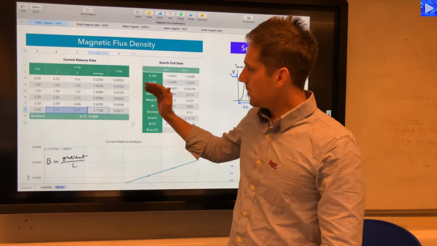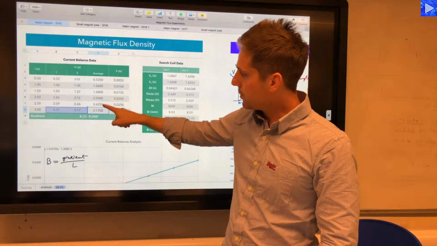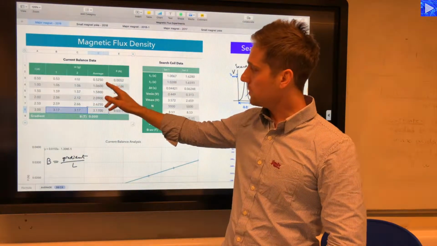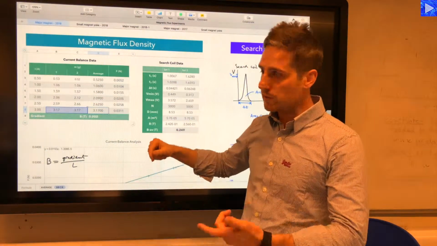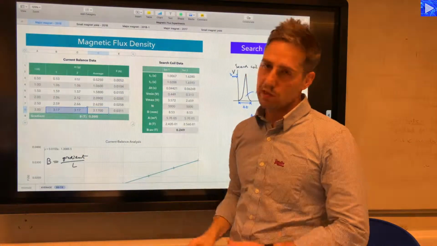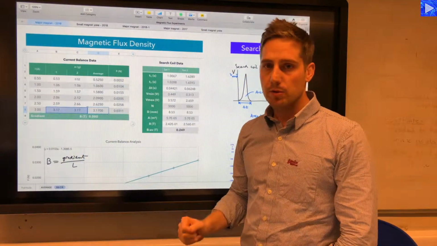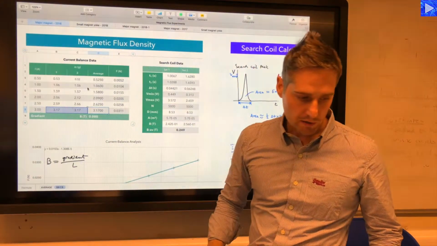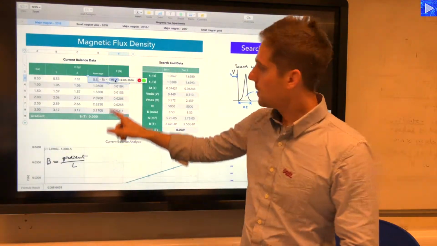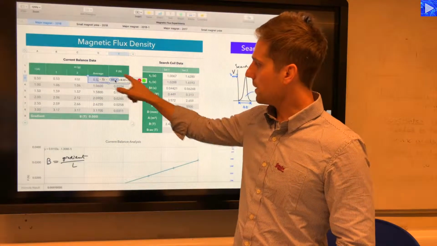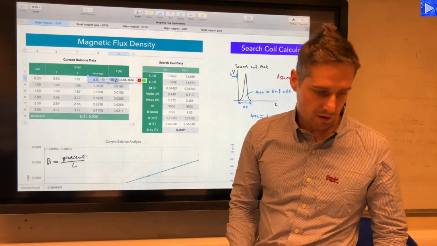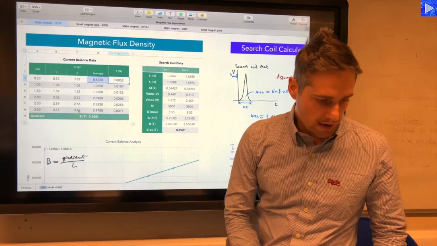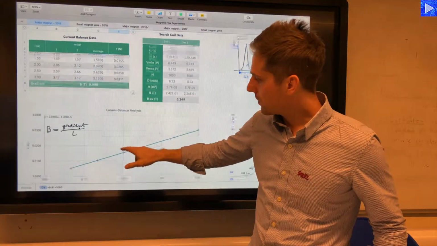Okay, so those are the results inputted. The average mass is here. This is in grams, so I need to divide that by 1,000 in order to convert it to kilograms. And then I'm using the weight equation, W equals mg, to work out the corresponding force from that. So that's what goes into this cell here, including the mass conversion divided by 1,000. Okay, so we've got all the force and current data.